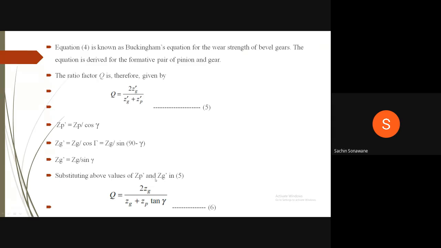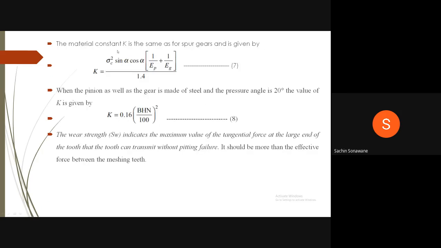Substituting the above values of Zp' and Zg' in equation 5, Q = 2Zg / (Zg + Zp tan γ), equation 6. The material constant K is the same as for spur gears and is given by K = σc² sin α cos α (1/Ep + 1/Eg) / 1.4, equation 7. When the pinion as well as the gear is made of steel and the pressure angle is 20 degrees, the value of K is given by K = 0.16 (BHN/100)², equation 8.